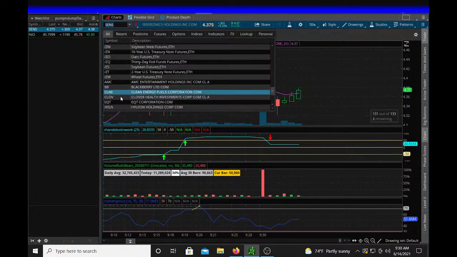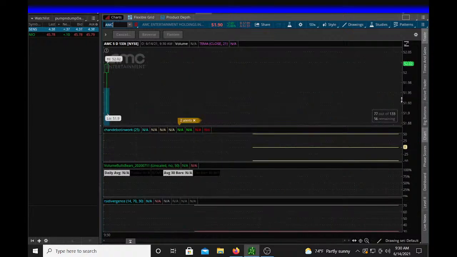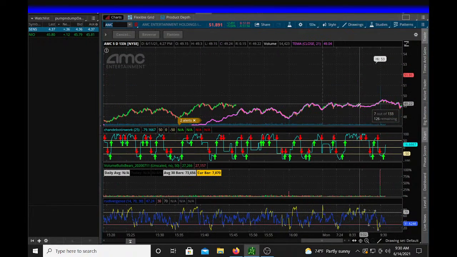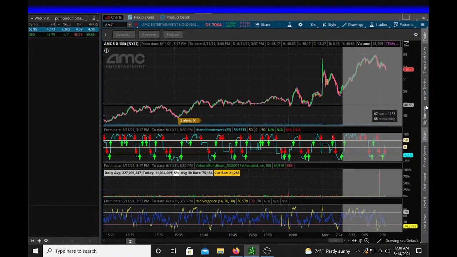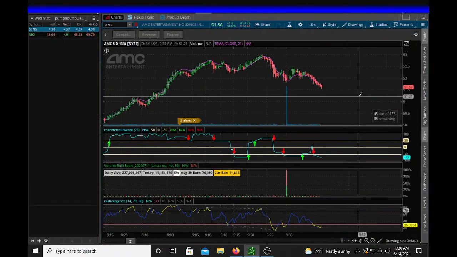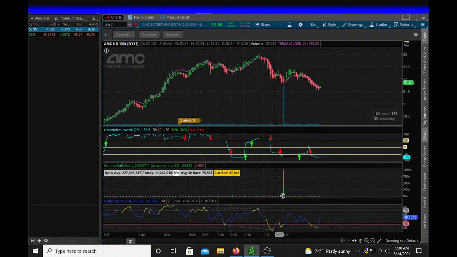Let's go down. We'll start out on AMC today. It looks like people are starting off in selling mode, though. Yeah, we're starting off selling off. Of course, it had a big run up pre-market, so that doesn't surprise me. You know, look here.